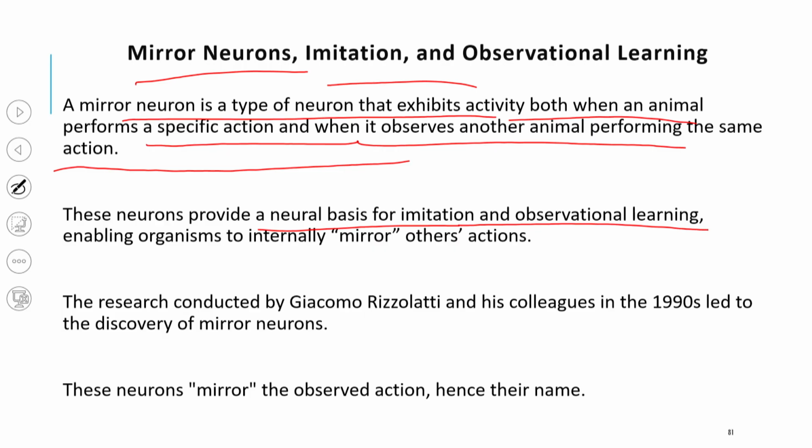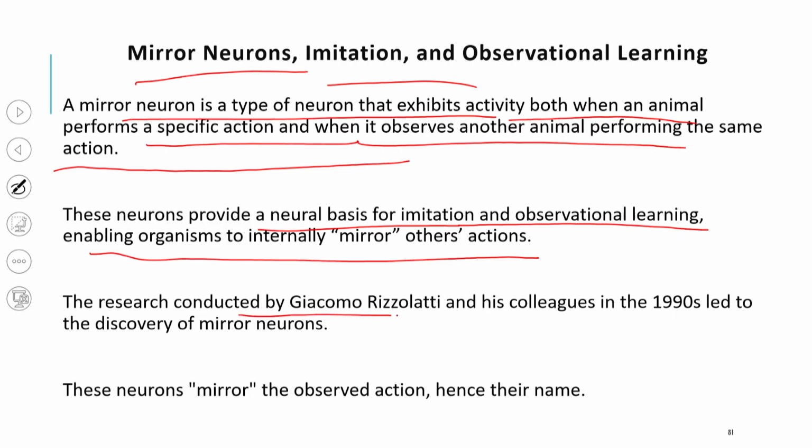We can just observe someone and learn by looking at that person. One of the reasons is that mirror neurons promote imitation. They enable organisms to internally mirror other actions. It is almost like you copy the same actions, and this is possible because of the functioning of the mirror neurons.